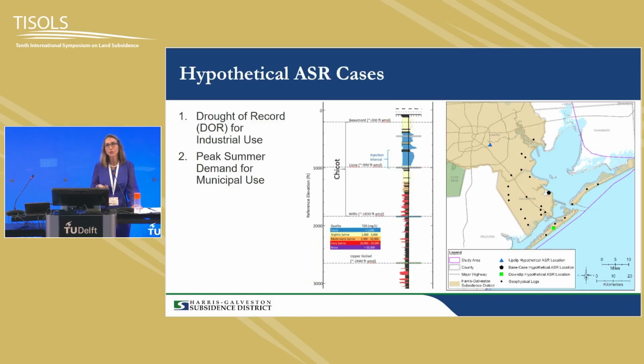And I couldn't resist showing a geophysical log, so in case, for those of you who aren't geologists and don't know what all these squiggles mean, it's nicely color-coded. So you can see we have beautiful sands here in the Chico Aquifer, and the blue is that fresh water, that good quality water that you would actually want to be using for your supply.